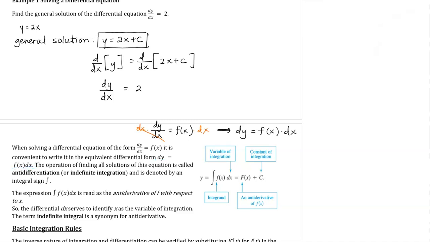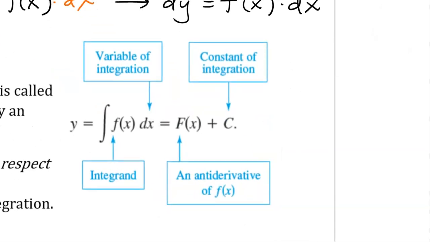Now, the operation that we go through in order to solve this equation is called antidifferentiation, which is synonymous with indefinite integration. The symbol that we use to denote that we want to take the antiderivative is this integral sign here. Think of it the same way that you think of this d dx. We know that this d dx right here means take the derivative of what's to follow. This integral symbol means take the antiderivative of what's to follow. So here is some notation for us. Here's our integral symbol.